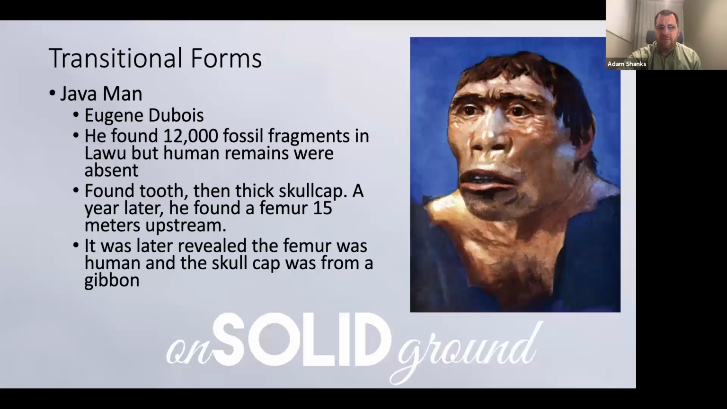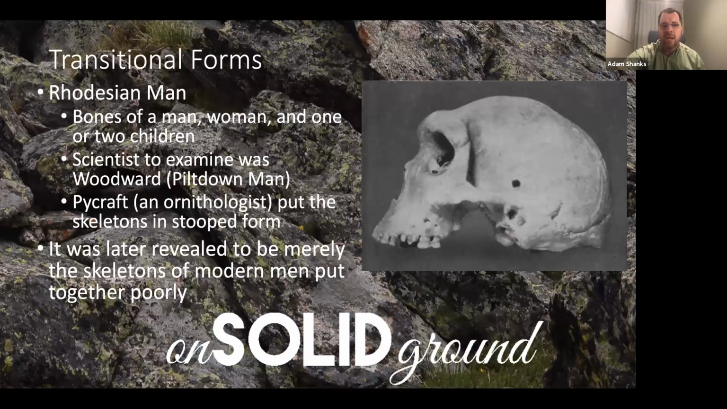You've got Java man, who was found by Eugene Dubois, and again, the femur was found 15 meters upstream, a tooth, a skull cap, and they realized later on that all these bones that were scattered out in all sorts of different places belonged to different creatures. Imagine that. They weren't found together, they were found scattered out. So again, I don't know why we have a hard time understanding they came from different places.